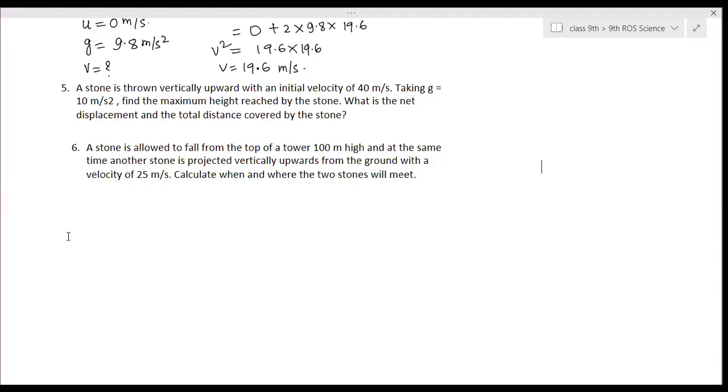Ma'am, what is the net displacement? 0. Okay, ma'am. It reaches the initial position. It comes back to the same position, so displacement is 0.